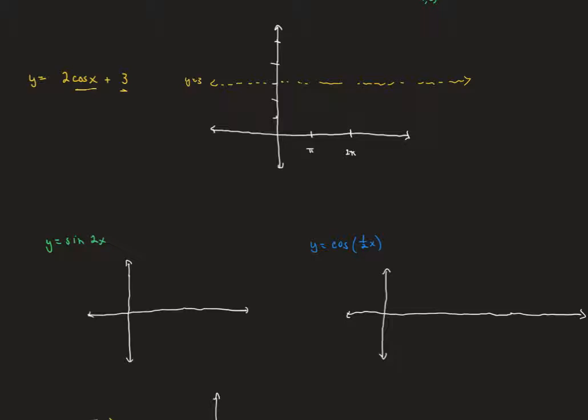It starts big. So cosine of 0 is 1, times 2 is 2, plus 3 is going to put us up at 5. So we're going to start at 0, 5. At pi over 2, cosine is 0, times 2 is still 0, but plus 3 is going to take us to the midline, 3. At pi, cosine is negative 1, times 2 is negative 2, plus 3 is a positive 1. That's going to be our low point. At 3 pi over 2, cosine is 0 again, which will take us back to the midline. And at 2 pi, we're back to 1, which will take us up to 5.